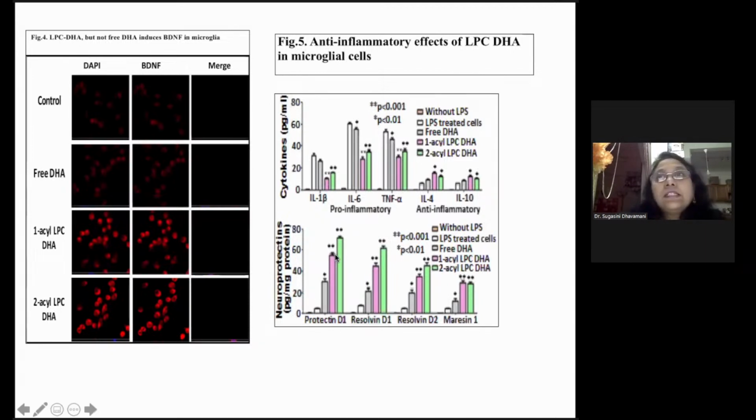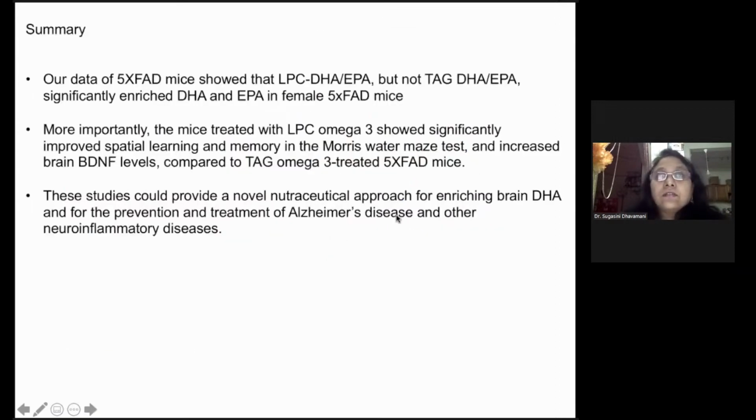So our results have shown that there was an increase in the BDNF expression in the microglia, and it also inhibited the synthesis of the pro-inflammatory eicosanoids, and reduced the pro-inflammatory cytokines. So this indicates that LPC DHA acts as an anti-inflammatory molecule.